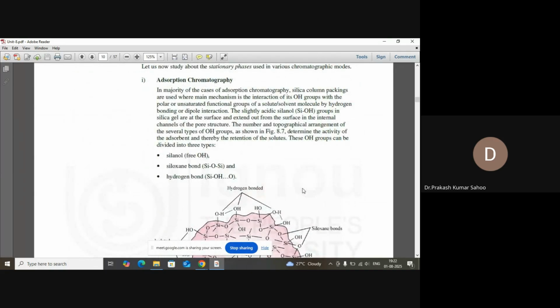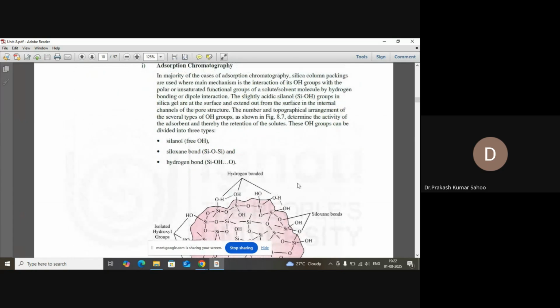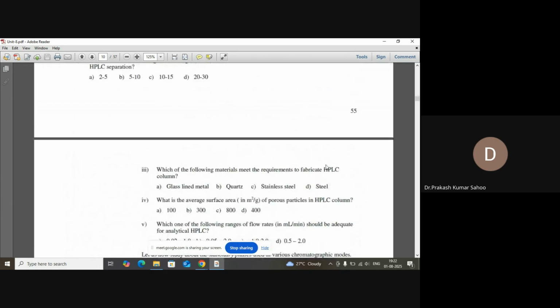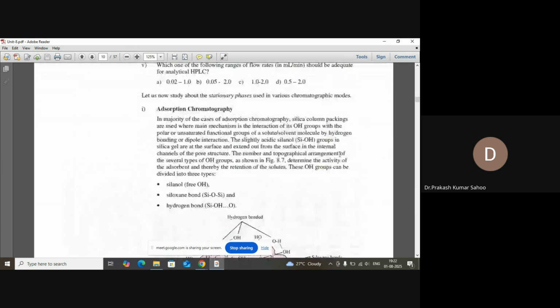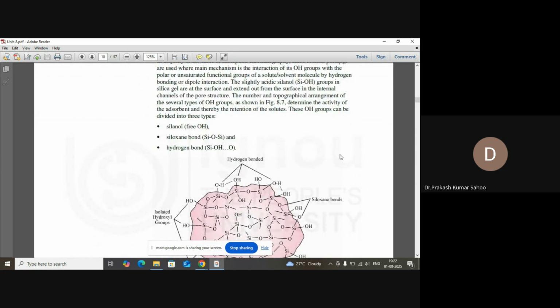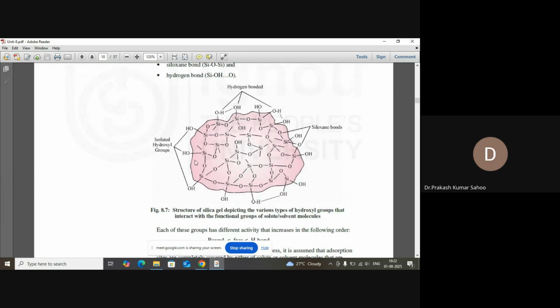Then you have adsorption chromatography. As we all know, in adsorption there are two things, adsorbate and adsorbent. Adsorbent is the surface and adsorbate is the particle. So the stationary phase may be treated as the adsorbent, and the constituents in the mixture may be treated as the adsorbate.